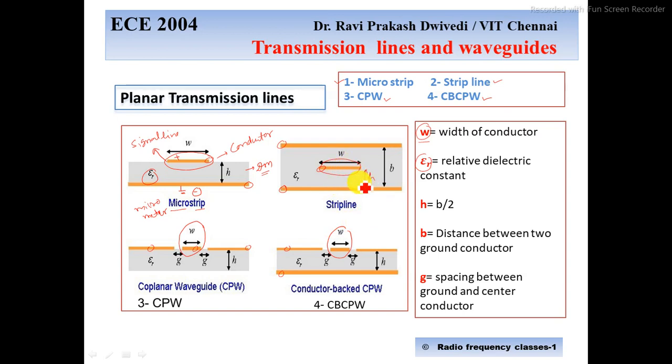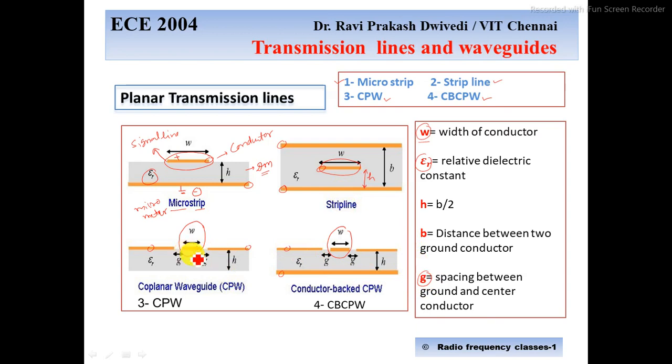We have to make sure that when we are considering the thickness, or we say height, of the substrate, whether it is b for strip line or we are considering microstrip line or CPW and CPW conductor backed, then it should be small h. So these things should be clear. And the last one is the G gap.